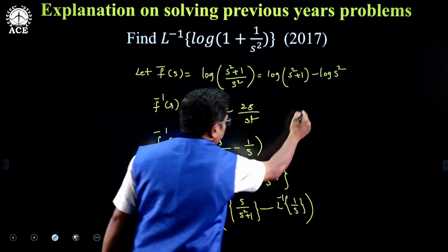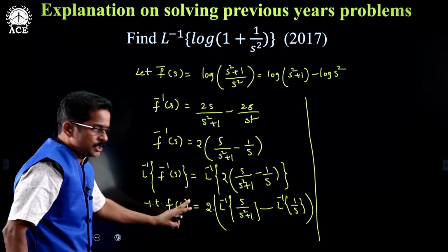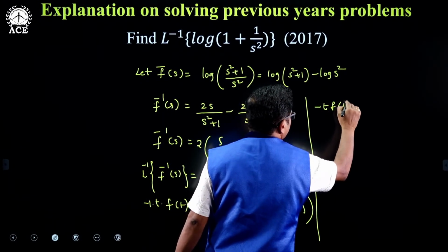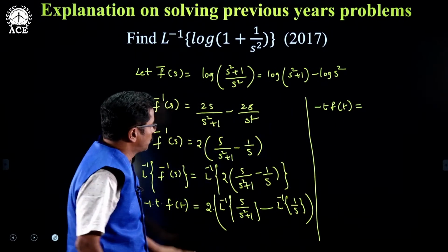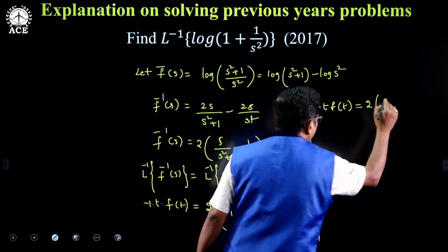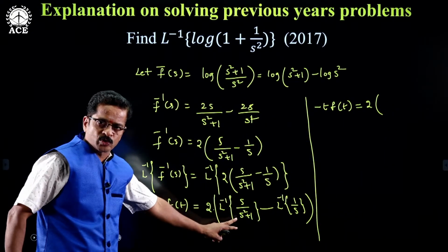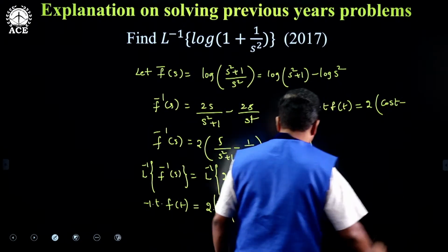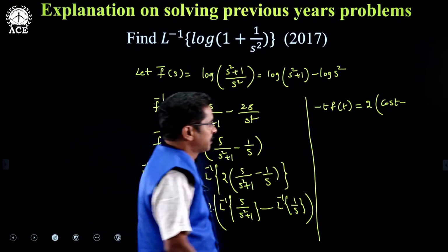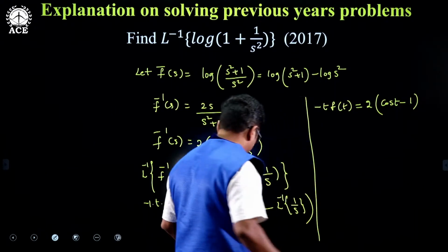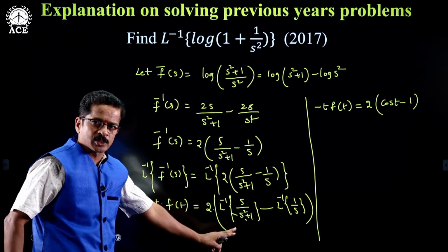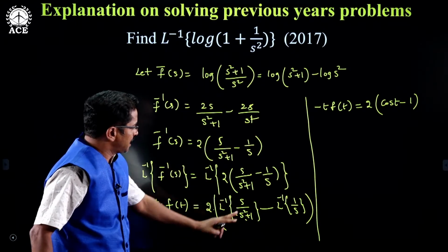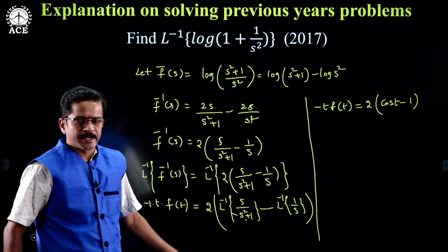So then minus t into f of t is equal to 2 into L inverse of s by s square plus 1, which is cos t, minus L inverse of 1 by s, which is 1. It is a standard formula.